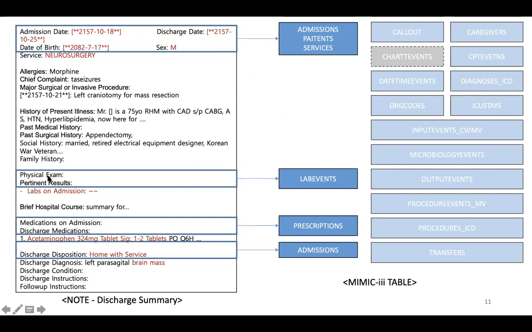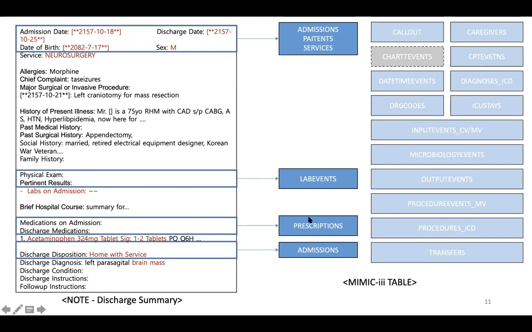And physical exam and pertinent results are actually lab results. So all the lab-related stuff can be found here, but it can also be found in a structured table, which is lab events. But I cannot guarantee that they would hold exactly the same amount of information. Lab events may have more information, and a representative or more important subset of lab events is recorded here, because this is a summary. This is the discharge summary.